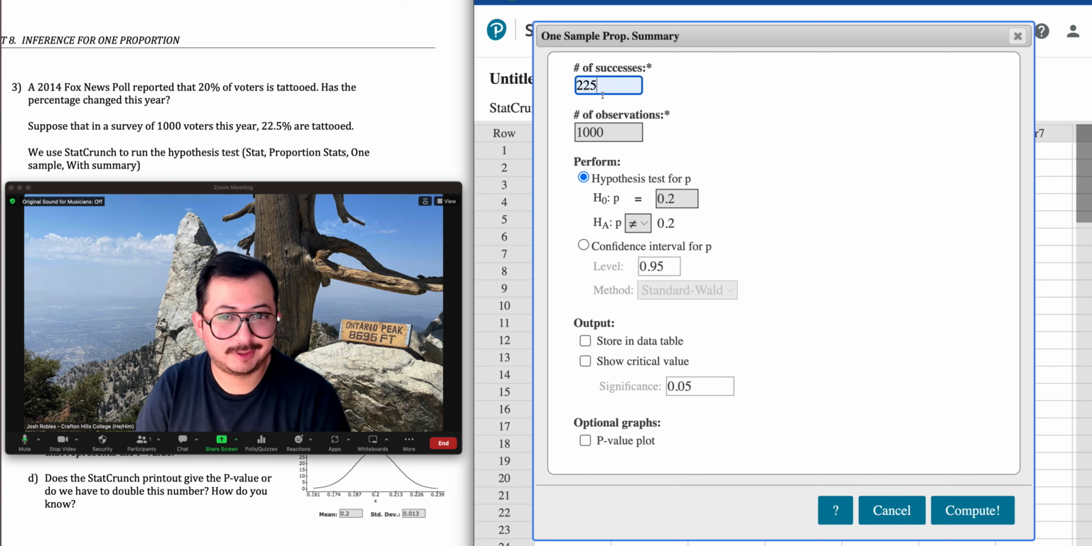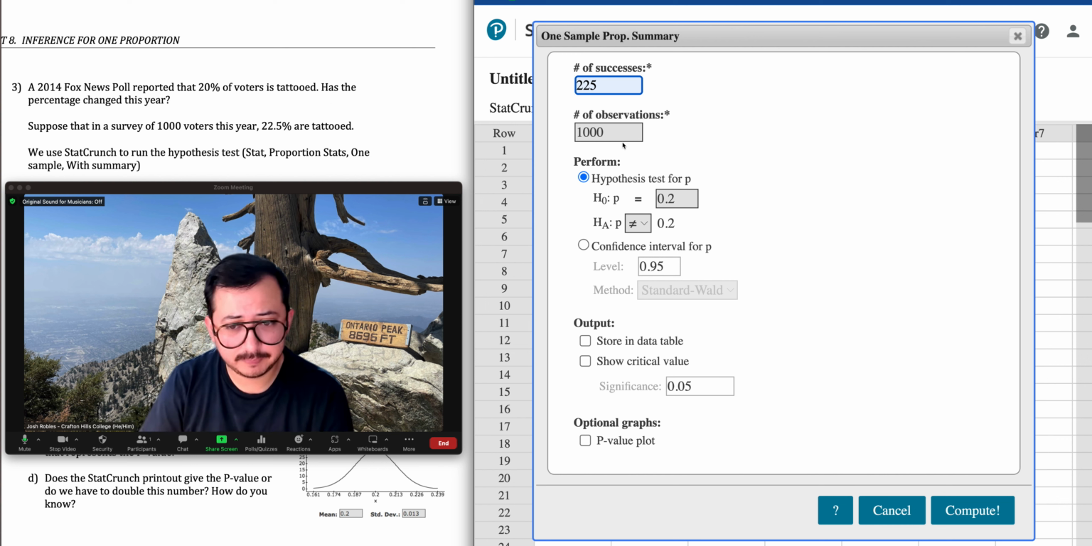You can see 225, I've recently done this problem. So 225 out of 1,000. We have a way to check if we did it right, so don't even stress too much that you played everything correctly. You don't need to pick anything else here. I'm going to pick this p-value plot just so I can get a picture, but it's not required.